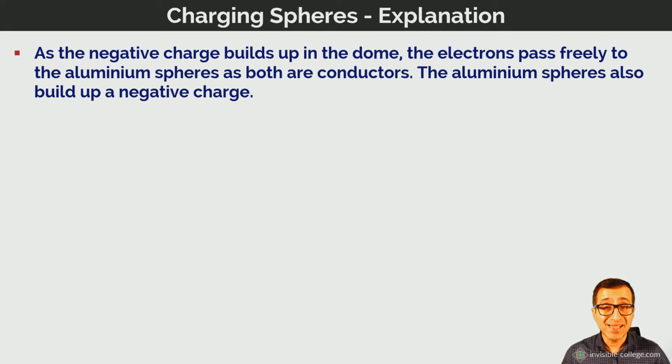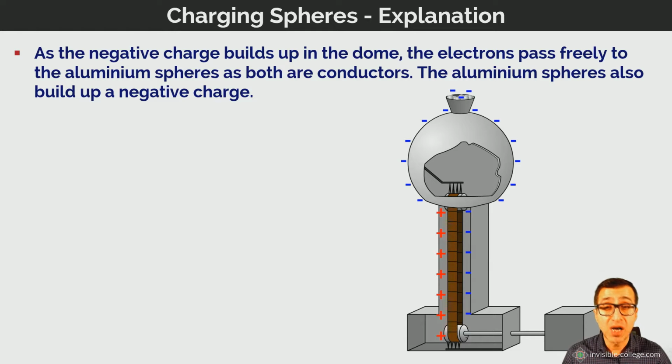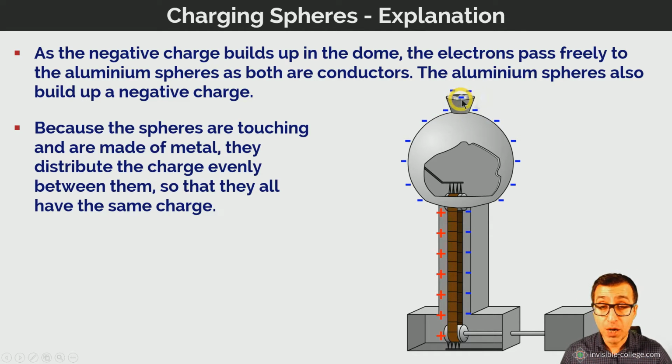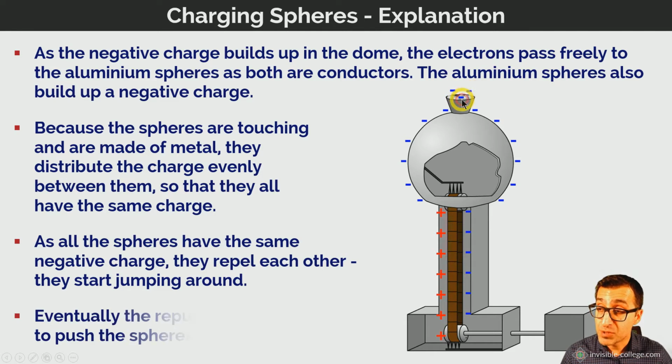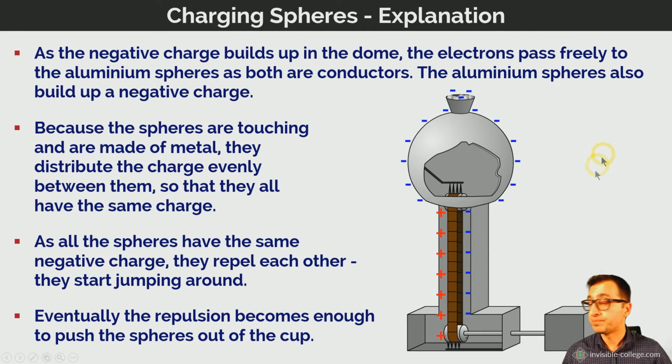So the explanation for this is that as the negative charge builds up in the dome, the electrons freely pass to the aluminium spheres because both the cup and the spheres themselves are good conductors, they are metals. As a result, the aluminium spheres also build up a negative charge, but because the spheres are sitting next to each other, touching each other, the negative charges start to repel each other. As we'll see when we look at electric fields, like charges will cause forces of repulsion between each other that will push those apart. So essentially, as the negative charge builds up, the aluminium spheres start to push apart from each other, and eventually the charge becomes big enough so that the repulsion becomes great enough to cause these negatively charged aluminium spheres to pop straight out of the tray that they're in.